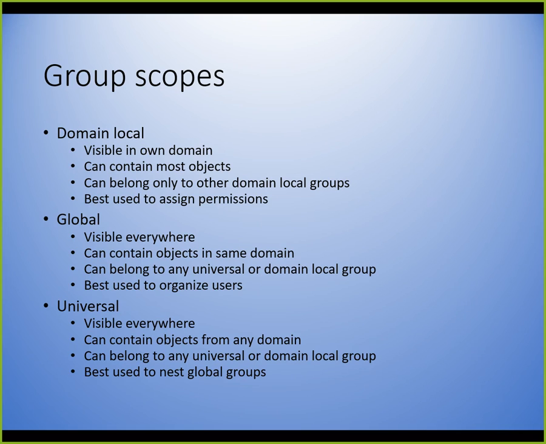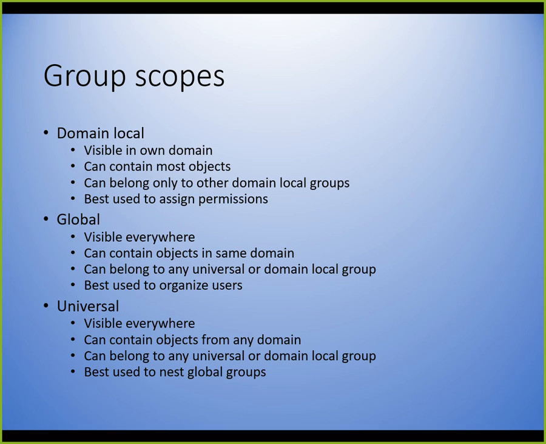So we're going to assign permissions using these things. The global groups are visible everywhere, can contain objects in the same domain, and can belong to any universal or domain local group. So that's why we put the users in the global groups. They're best used to organize users. So the users go into global groups, global groups go into local groups, and local groups get access to resources.